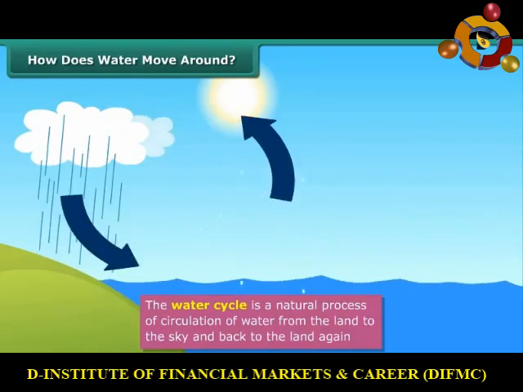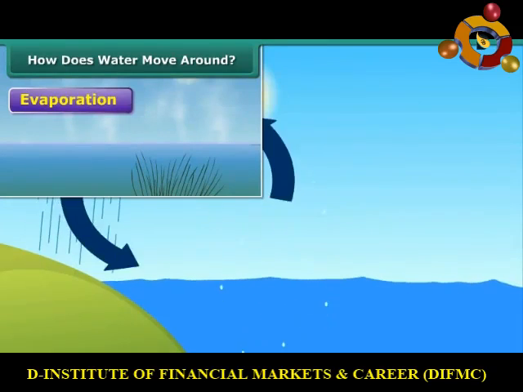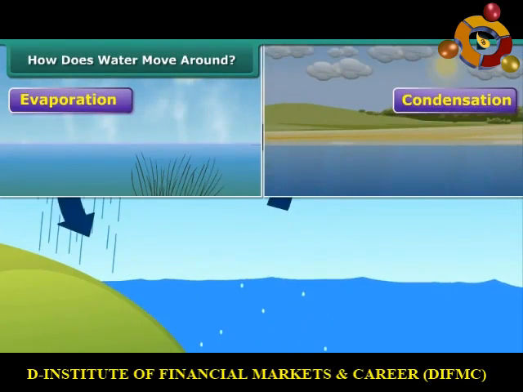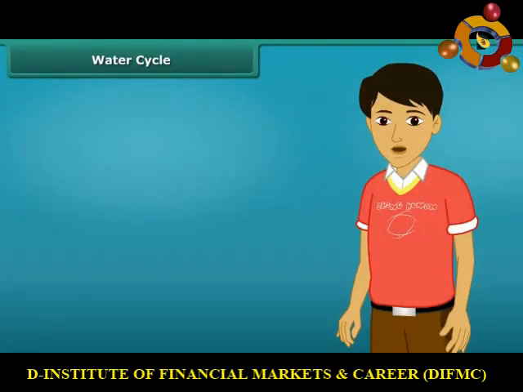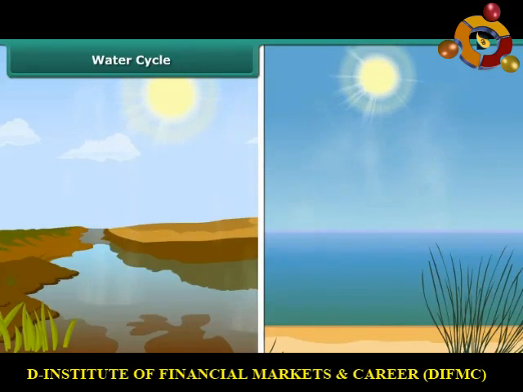They are evaporation, condensation, precipitation, and collection. Let us try to understand how the water cycle operates. Water in oceans, seas, rivers, etc. gets heated up by the sun and turns into vapor. This process is known as evaporation.